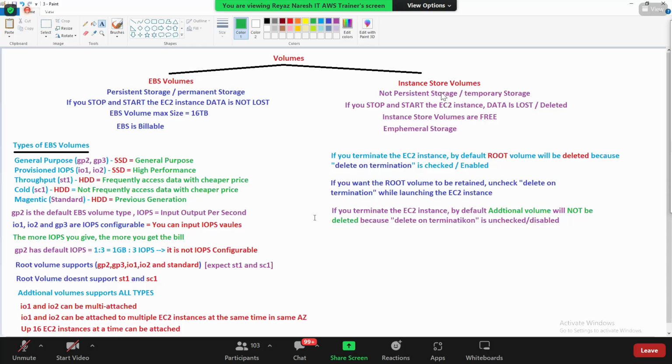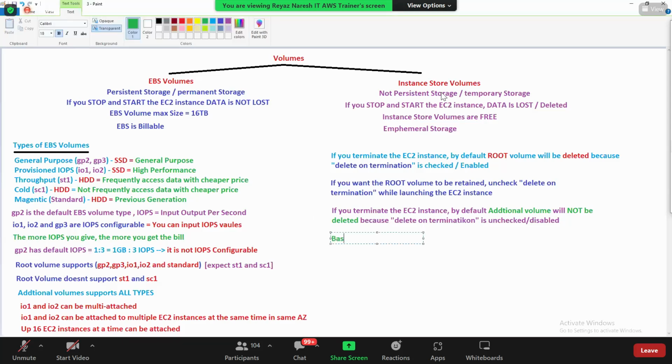No, I'm not saying that. For EBS volume, it is 16 terabyte. For instance store volume, how much ever he has, he will give, because that is free and temporary. So can I say that based on the instance type that you have selected, instance store volumes will be attached automatically.